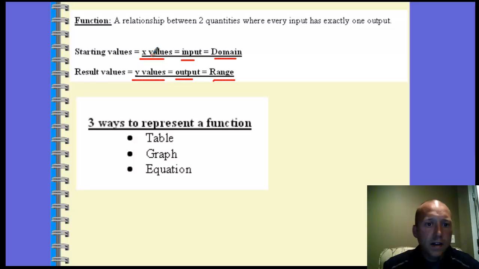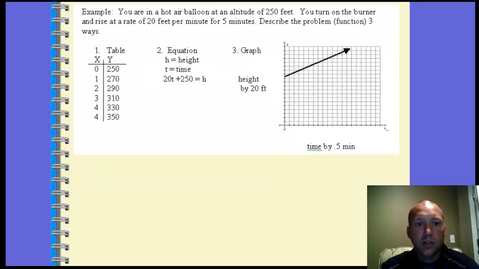So a lot of you know x and y, input, output, then the domain and range are also describing a function where every input has exactly one output. Three ways to represent a function: a table, a graph, and an equation. You should be able to do that all three ways for a function.